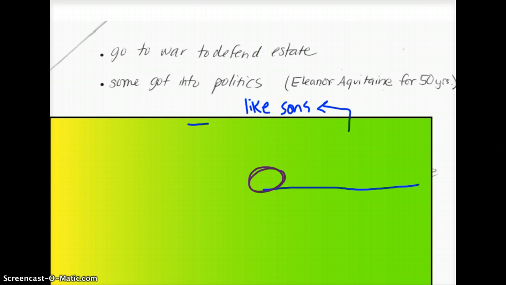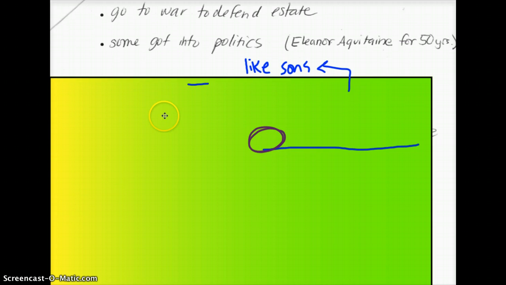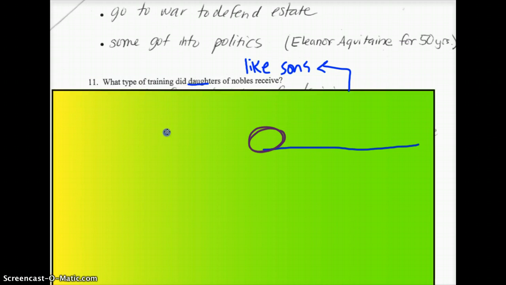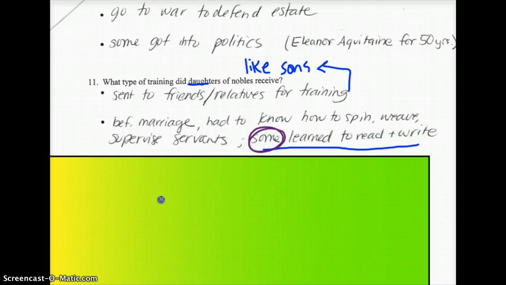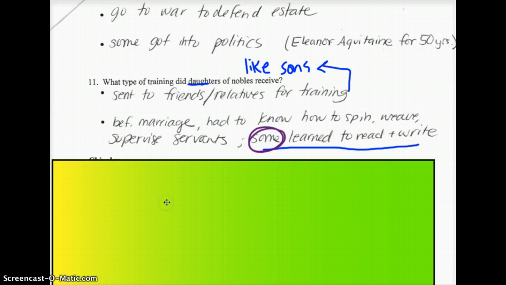So there's some more facts about the role of women. So the training of daughters involved going to a friends or relatives for training, just like their brothers. And there's certain jobs they need to know before they got married, and there were some that learned how to read or write. Not all, but some.